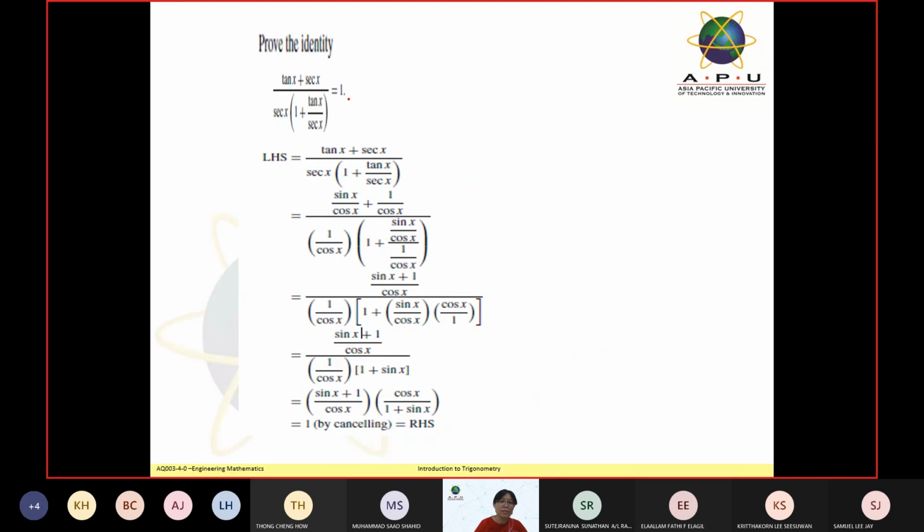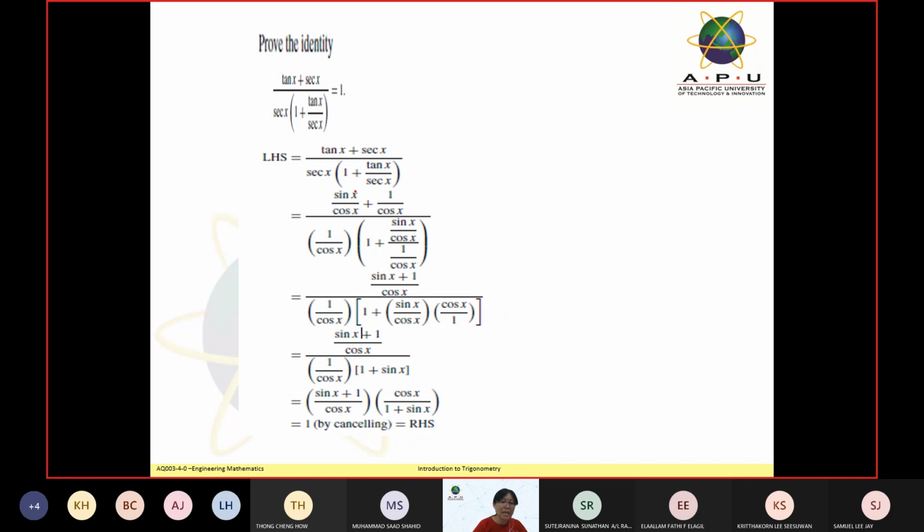Okay, next one. For the next question, the right-hand side equals 1. Of course, we start from the left-hand side. We have tangent x plus secant x, over secant x times 1 plus tangent x. So let's substitute the ratio.